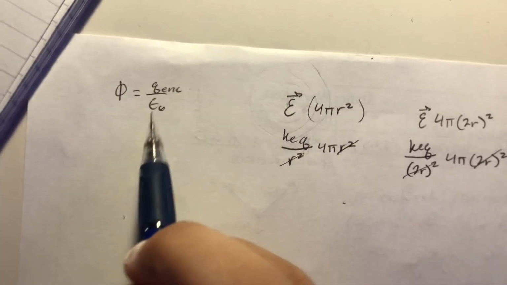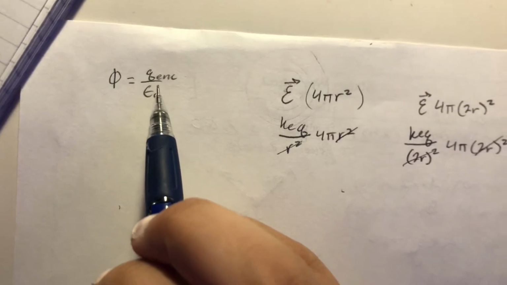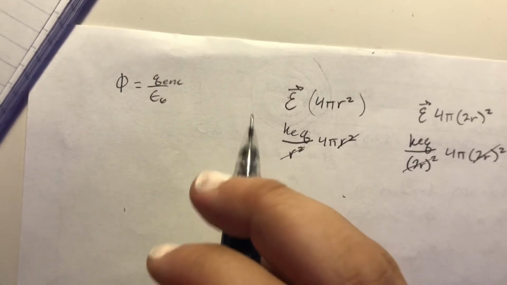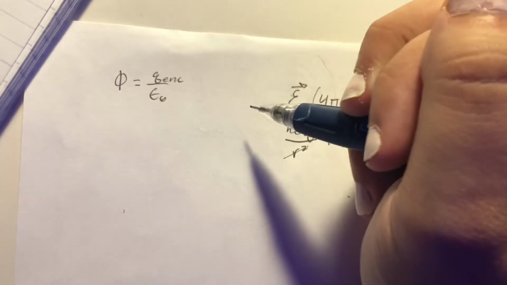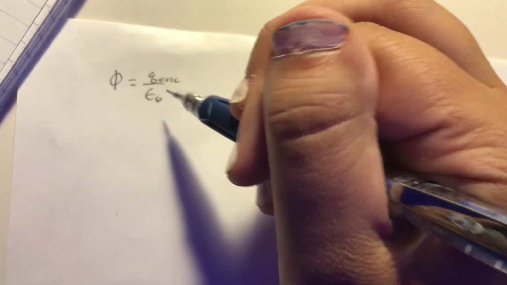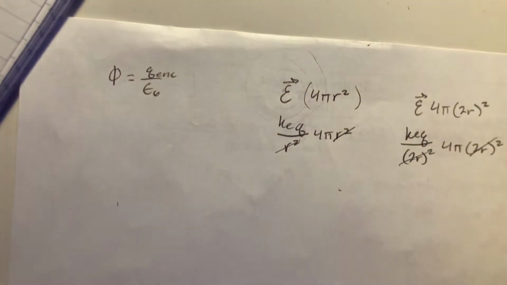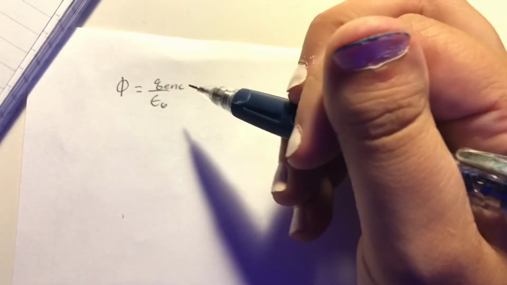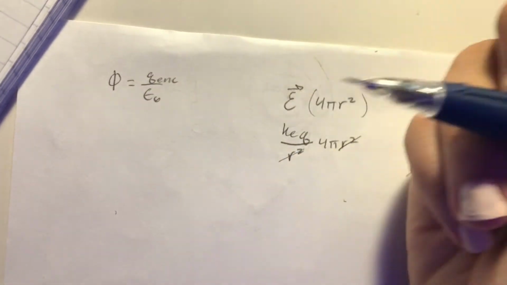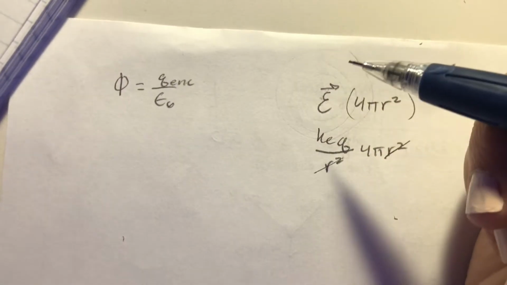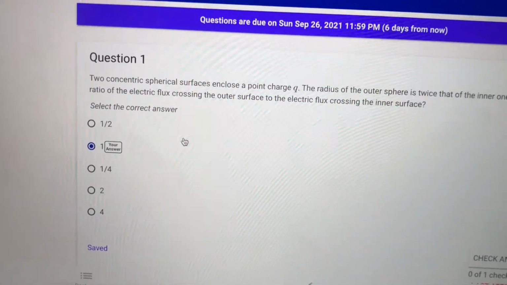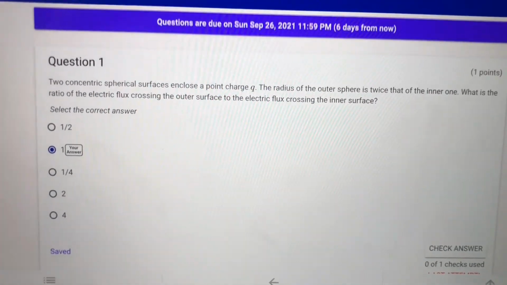enclosed charge divided by epsilon naught, because both of these concentric spheres are going to have that same point charge in there. If the flux is independent of their radii, then it makes sense that it's just the charge, and it's going to be the same for each of the spheres. So that's what I put for my answer here, 1. I kind of spoiled it when I showed the question at the beginning.